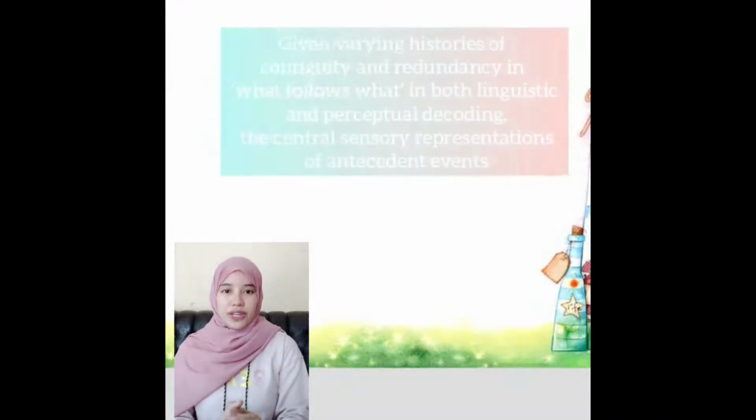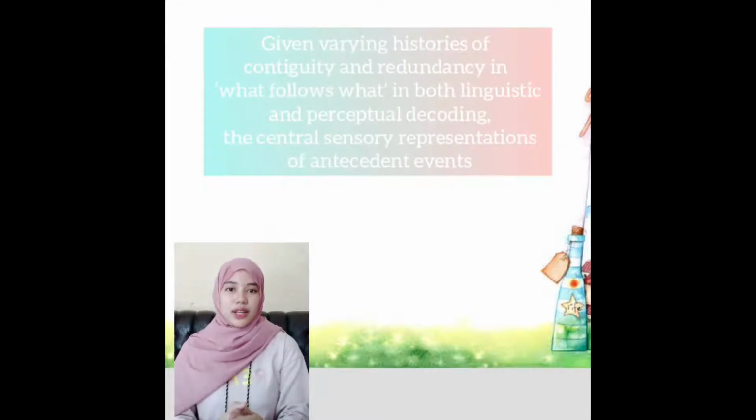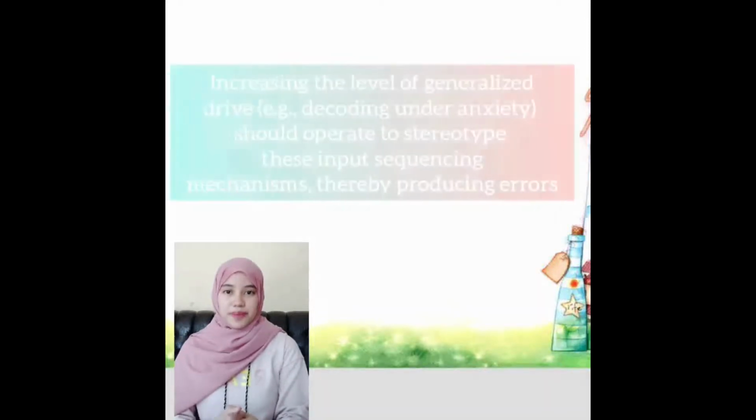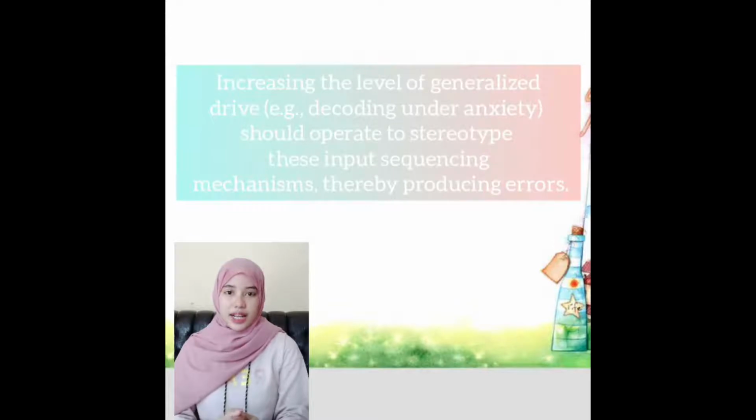Given varying histories of contiguity and redundancy of what follows what, in both linguistic and perceptual experience, the central sensory representation of an event will be differentially associated with hierarchies of subsequent central sensory events, usually as predictive rather than adjunctive. For example, turning up or increasing the level of generalized drive, for example decoding under anxiety, should operate to stereotype. This increasing mechanism will produce errors.